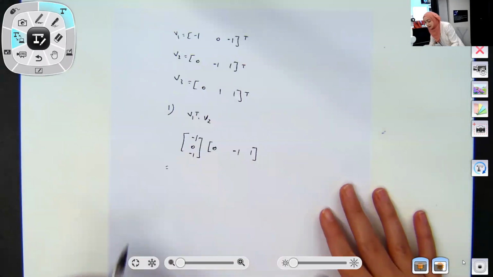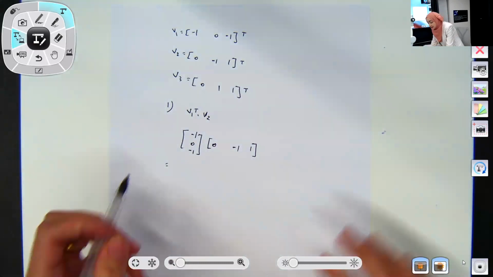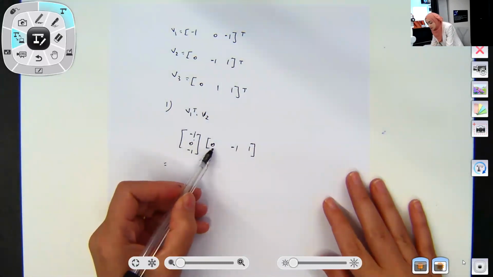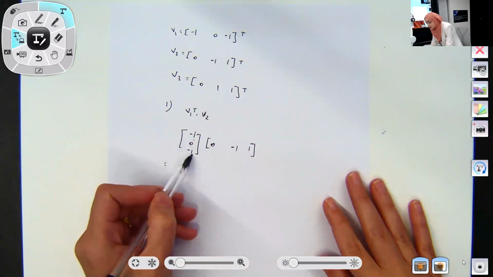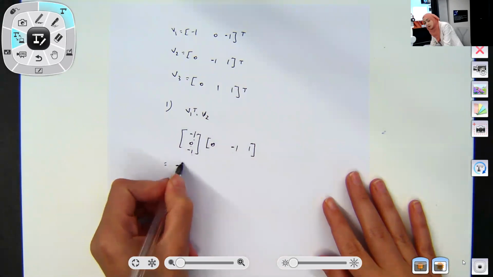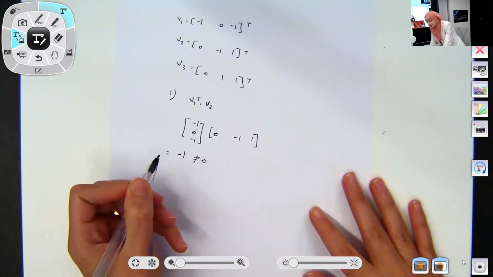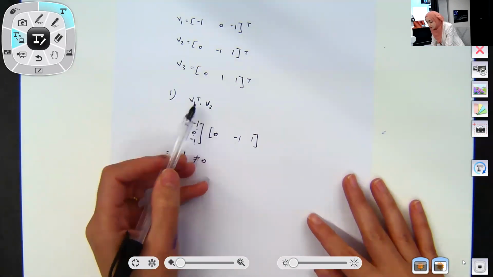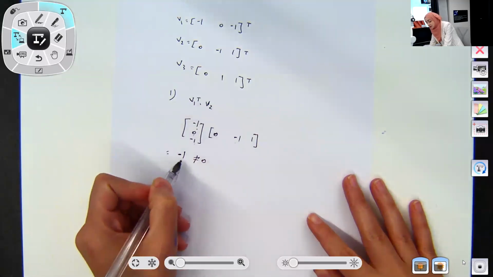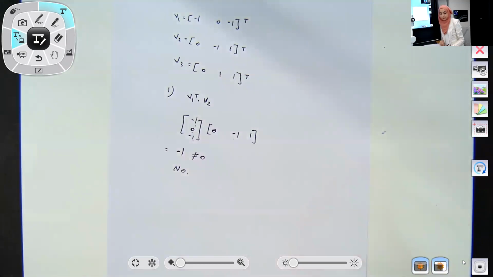If you try to find an inner product between v1 transpose and v2, we will get -1 times 0, 0, 0 times -1 is 0, and -1 times 1, this is equal to -1. And this is not equal to 0. So the answer is no. Why? Because v1 transpose times v2 is -1, and this is not equal to 0. So v1 and v2 are not orthogonal.